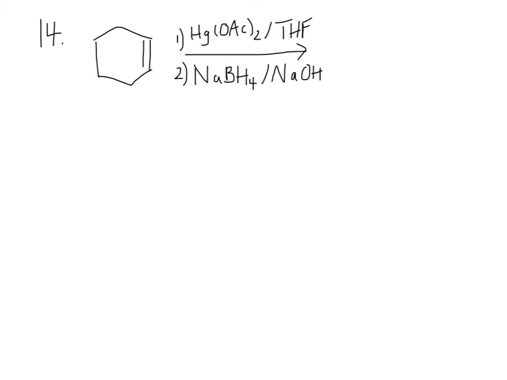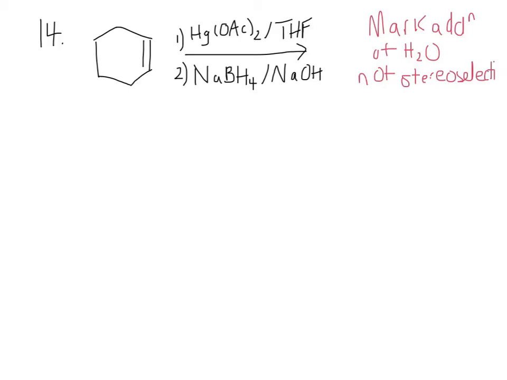For this reaction, we have, again, oxymercuration, demercuration, which we know gives us the Markovnikov addition of water across the double bond, and it's not stereoselective. So, looking at our starting material, this isn't a big deal. It's pretty symmetrical, which means it's pretty straightforward addition. So with my double bond here, really it doesn't matter. You can't get a Markovnikov or anti-Markovnikov with this because it's symmetrical.